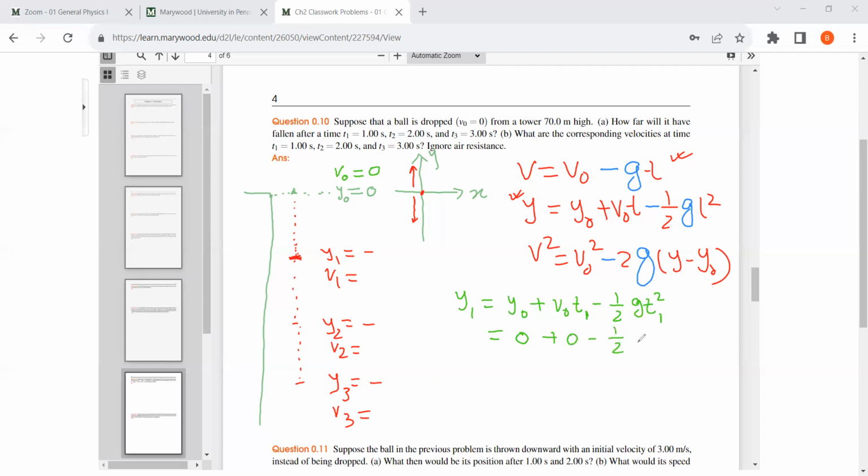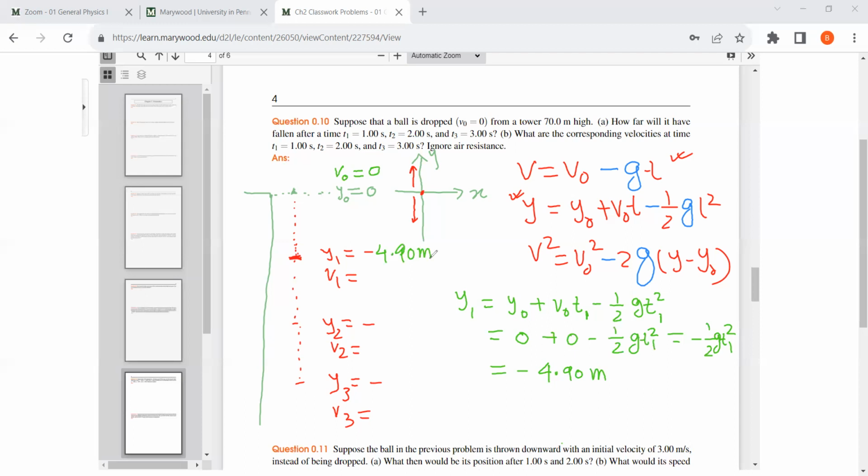So the equation is very simple now. That is equal to minus half g t1 square. Now the value of gravitational acceleration is 9.8 and t1 is basically 1. So what we get here is minus 4.90 meter.